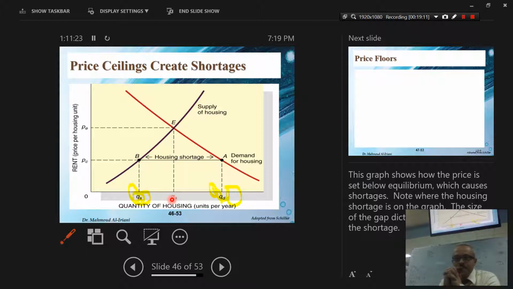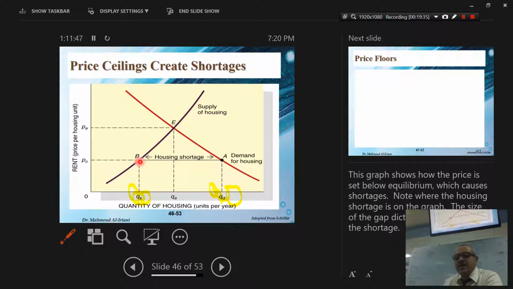Go ahead. What is the difference between the QS and the QD? Now, QD is quantity demanded. So people demand this amount. Okay. Now, QS is quantity supplied. People are supplying only this. Why? Because this is the price, the price of the ceiling, the price per housing. Remember the $300 that Giuliani put?